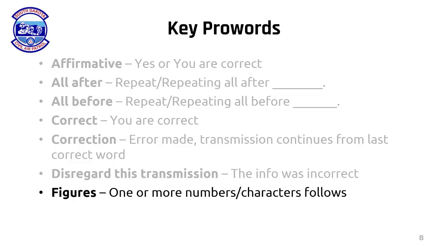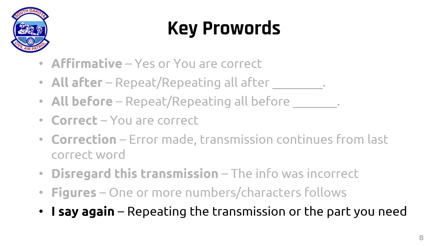If you have numbers or a combination of numbers and letters that need to be combined, and you don't want to just say the word, you want to spell them individually, you begin it with the word figures. So figures 1, 3, 4, 6. You say the word figures just to make clear to the receiver what's coming next.